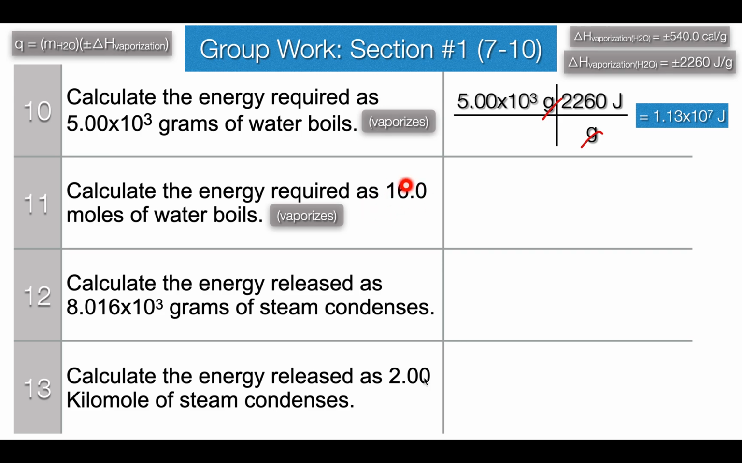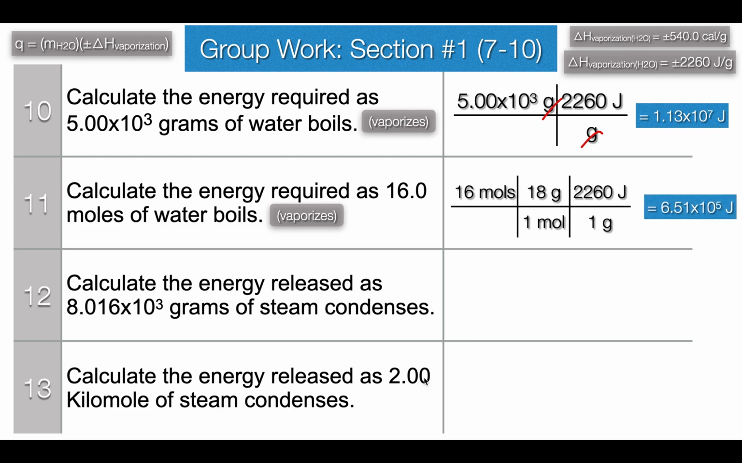For number 11, same thing, same equation, except for now, we're given moles. So we use the periodic table to convert moles of water, which is 18 grams per mole, to grams, and then we'll have our mass, and then we have our delta H, 2,260, and that will be our equation.